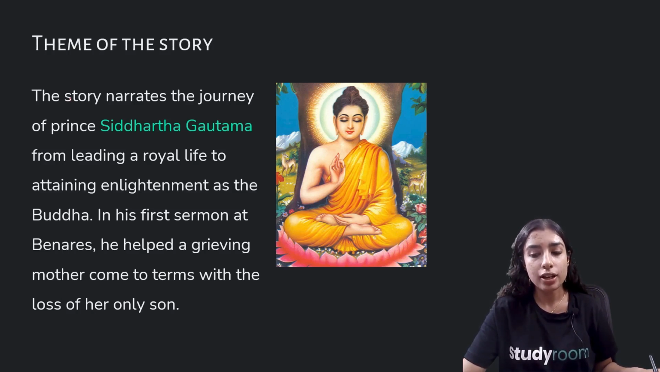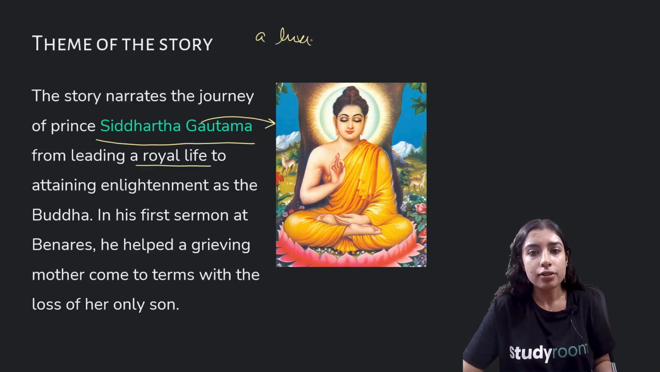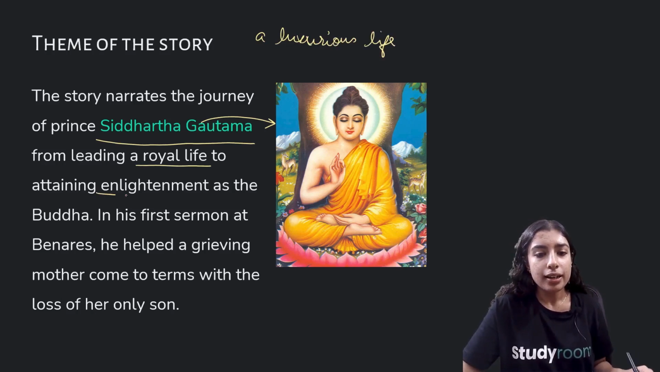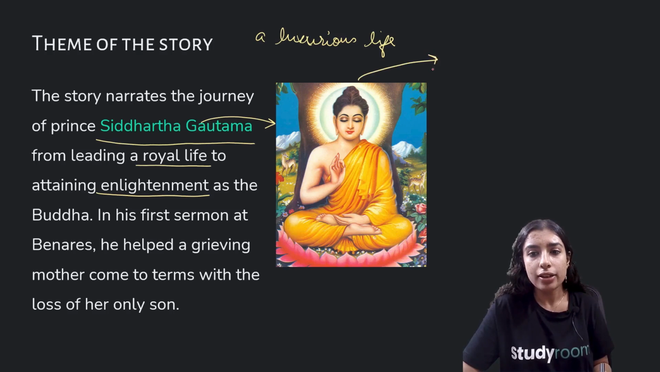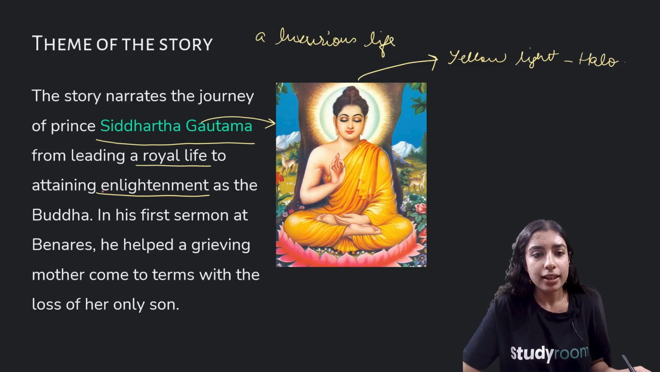The story helps us realize that all mortals will have to die one day, and although the grief is unbearable, we have to accept the reality and truth of life. Moving on, we see that Siddhartha Gautam is the person here in this illustration. Royal life refers to a luxurious life. Enlightenment as such refers to a state of being. So as you can see, there is a certain yellow light over here, which is called the halo, and it symbolizes enlightenment.